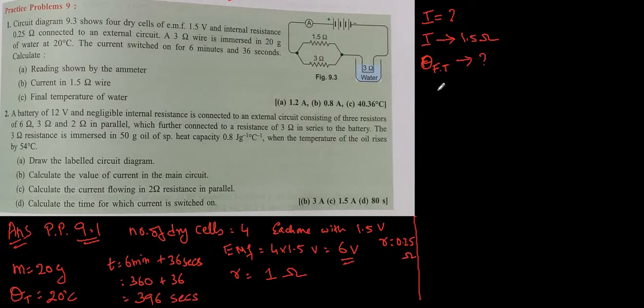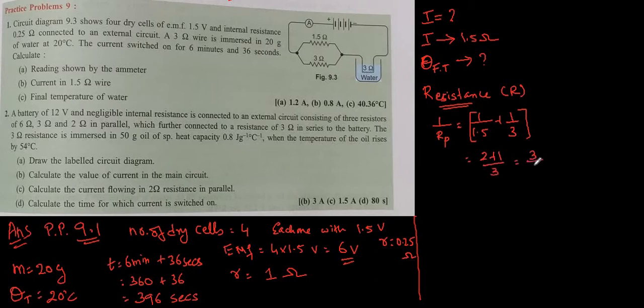So let us start with first of all finding out the resistance. Okay, so we'll find out resistance. External one, so that is capital R. So 1 upon Rp is equal to 1 upon 1.5 plus 1 upon 3. So this becomes what? Here 2 plus 1 upon 3 is equal to 3 upon 3 is equal to 1. So Rp is equal to 1 ohm.